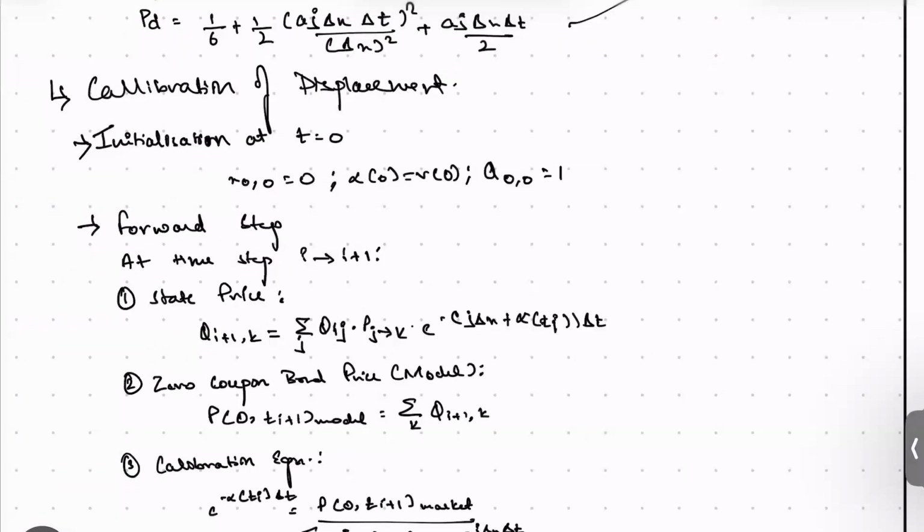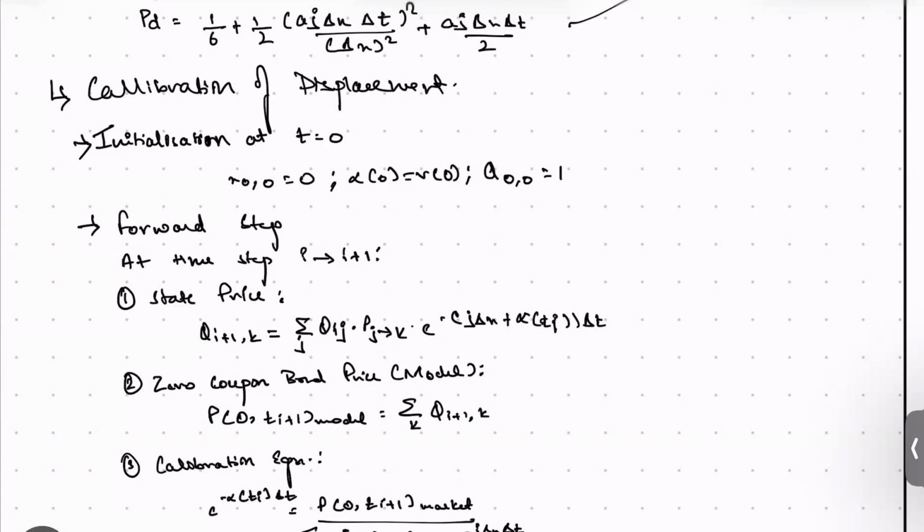With the symmetric tree for x of t constructed, the second stage is to determine the deterministic displacement alpha t i for each time step t i. This is done by a forward induction process that ensures the final tree of r of t is perfectly calibrated to the initial market yield curve. The logic of this calibration is a sophisticated form of bootstrapping.